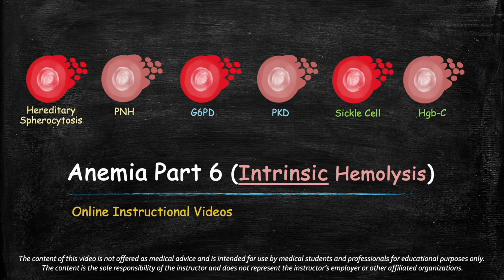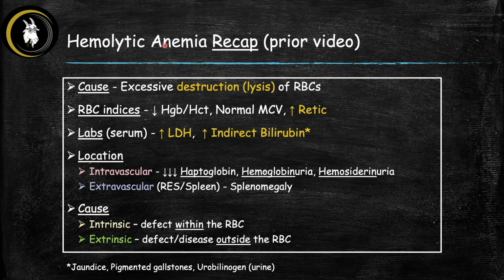So let's get started. Okay, so let's start off with a quick 1-minute recap about hemolysis from the prior video so that you all start off on the same page, and then we'll jump into the diseases. So hemolytic anemia is caused by excessive destruction of the red blood cells. So what you're going to be looking for is a normocytic anemia, which means a low hemoglobin and hematocrit with a normal MCV and an elevated reticulocyte level.